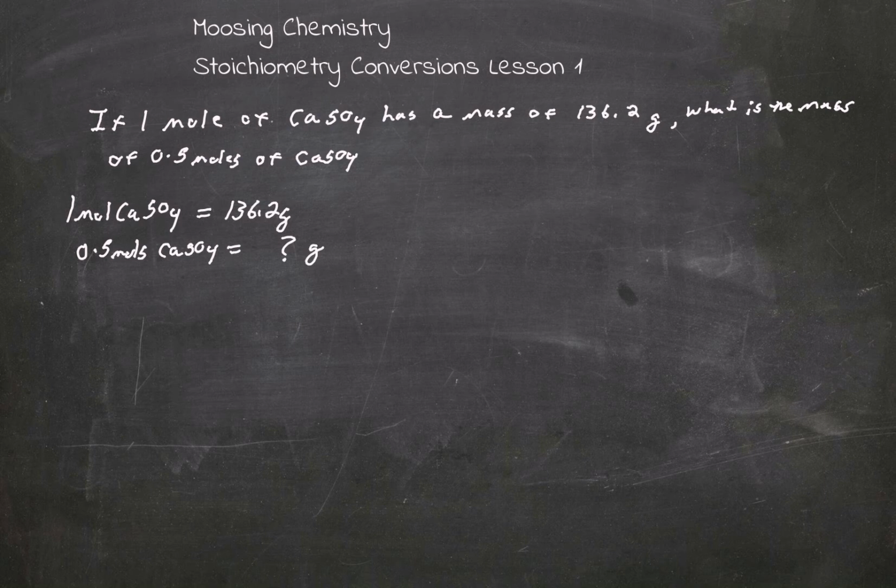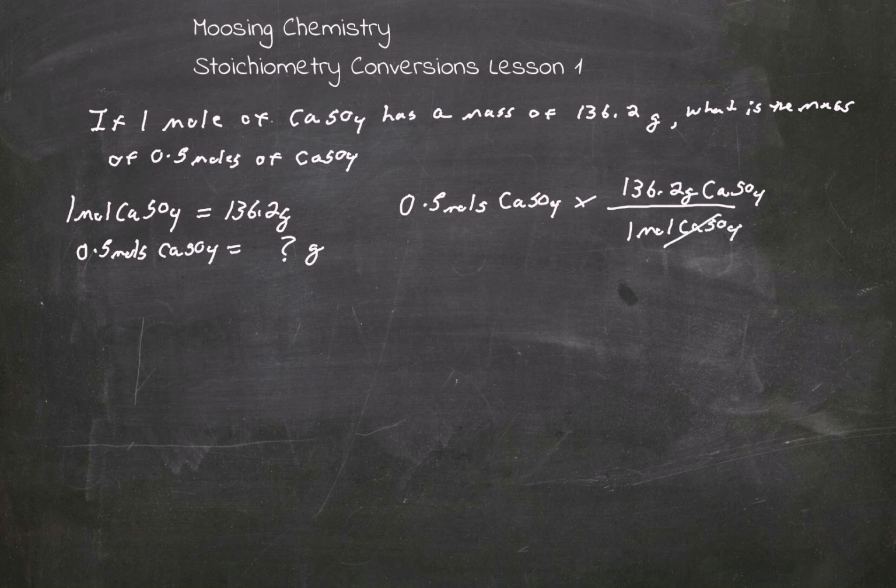Okay, so now what we're going to do is, we have 136 grams, and we want to know what 0.5 moles are of that. So we go 0.5 moles of CaSO4 times 136.2 grams of CaSO4 divided by 1 mole of CaSO4. Well, those cancel out. That's great. This gives me something along the line of 68.1 grams of CaSO4.